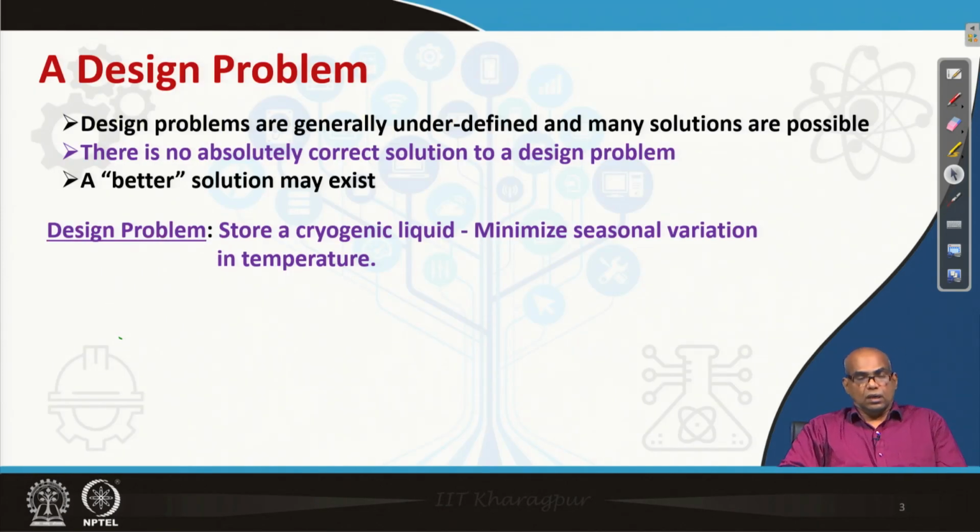Now, design problems are generally underdefined and thus many solutions are possible. There is no absolutely correct solution to a design problem. However, there may be a better solution because many alternatives are possible. Since many alternatives are possible, you will be able to find better solutions, but it is hard to get the best solution.